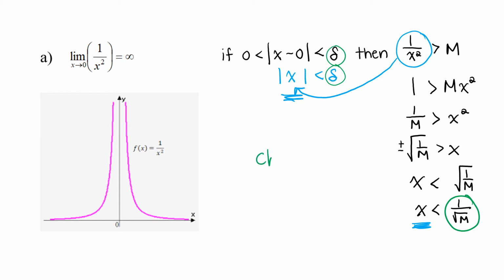So we will choose delta is equal to 1 over the square root of m.